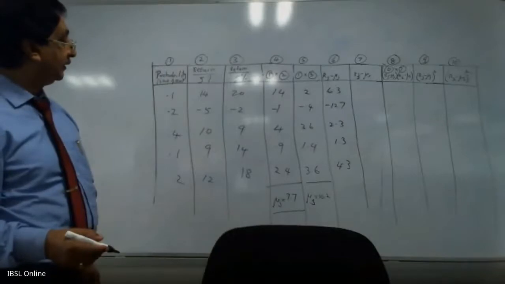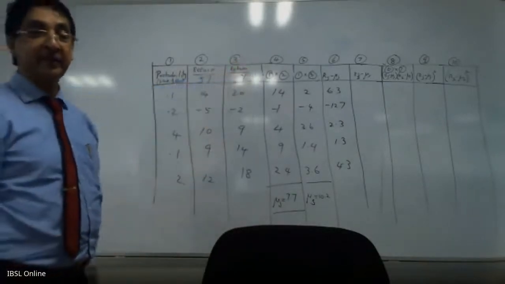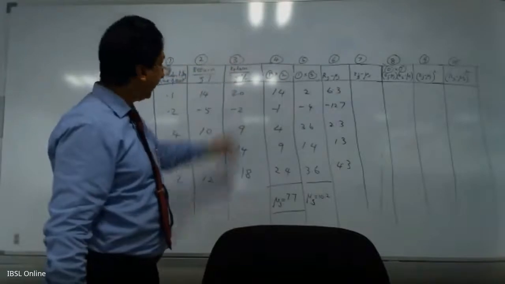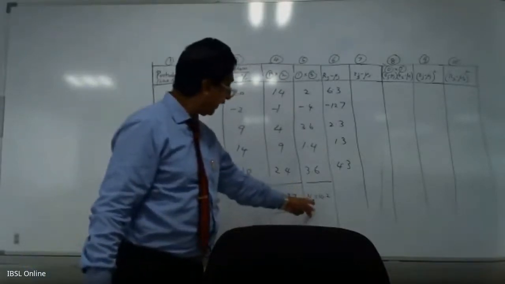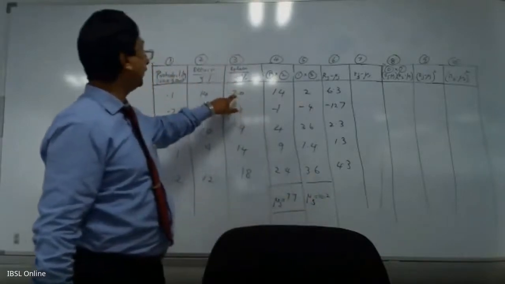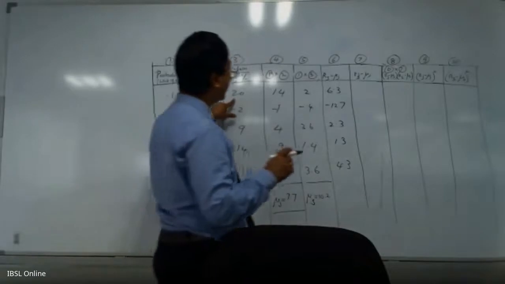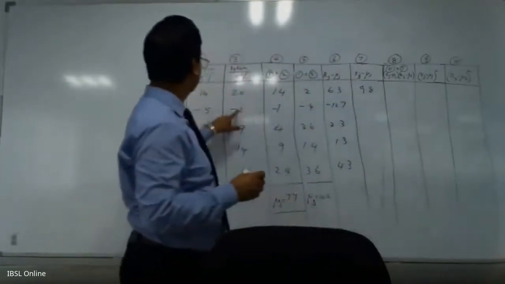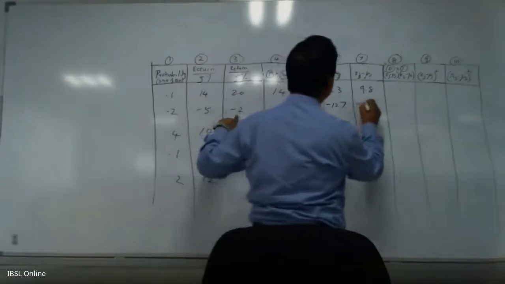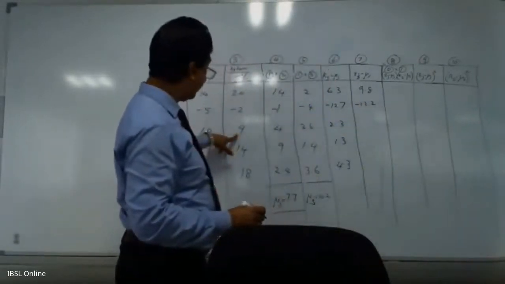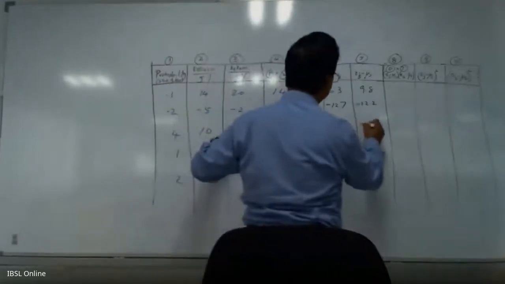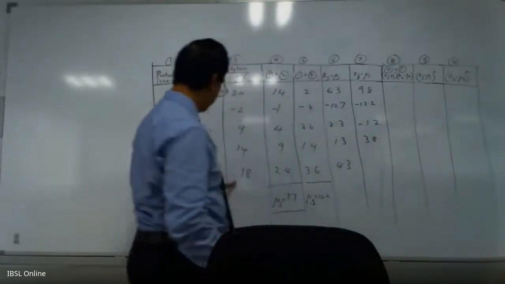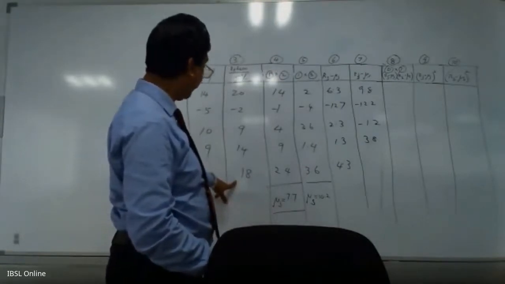Right? Then you get column number 7. Column number 7 you can arrive at by deducting from column number 3 the expected value of Sun, that is 10.2. So you need to deduct 10.2 from 20. That is, you get 9.8. Minus 2 minus 10.2 is minus 12.2. 9 minus 10.2 is minus 1.2. 14 minus 10.2 is 3.8. 18 minus 10.2 is 7.8.